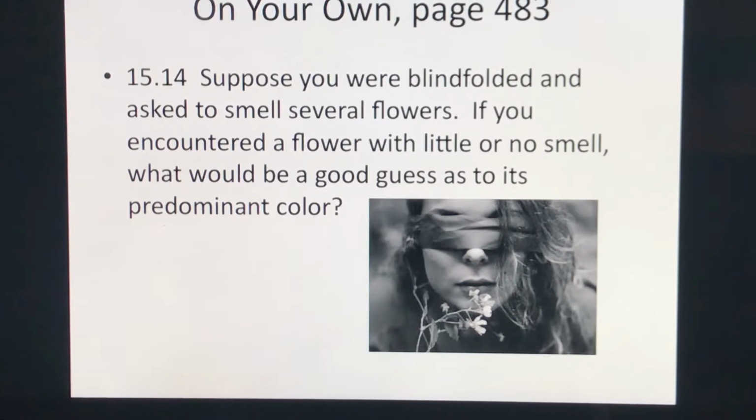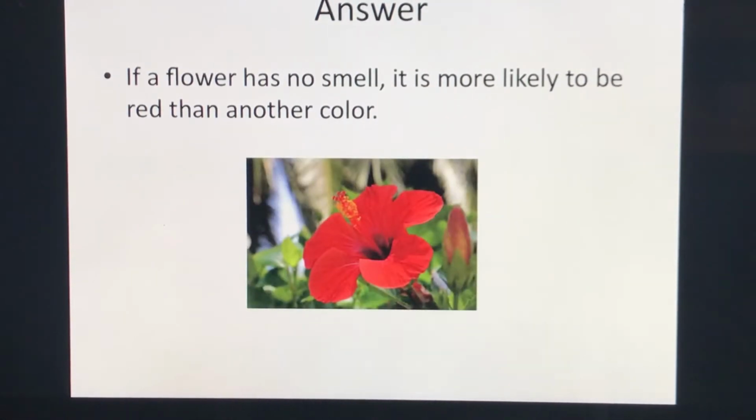So on your own, 15-14, suppose you were blindfolded and asked to smell several flowers. If you encountered a flower with little or no smell, what would be a good guess as to its predominant color? So thinking back on the hummingbirds, we would say if a flower has no smell, it is more likely to be red than another color.